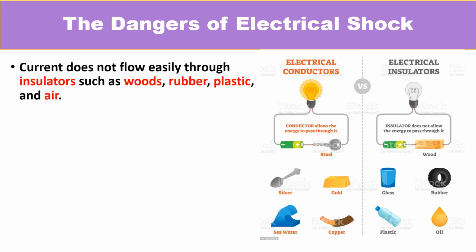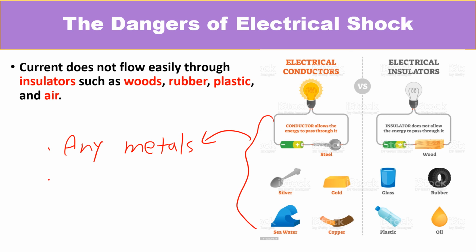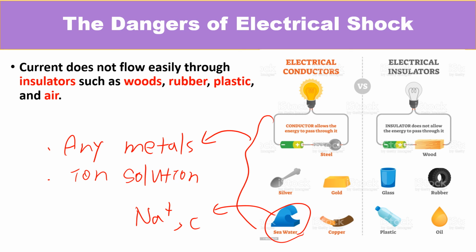On the other hand, when it comes to conductors, think about metals, any metal, and also other things like ion solutions. Seawater is a good example because seawater has sodium, chloride, magnesium, etc. Anything that has ions can carry the electron.